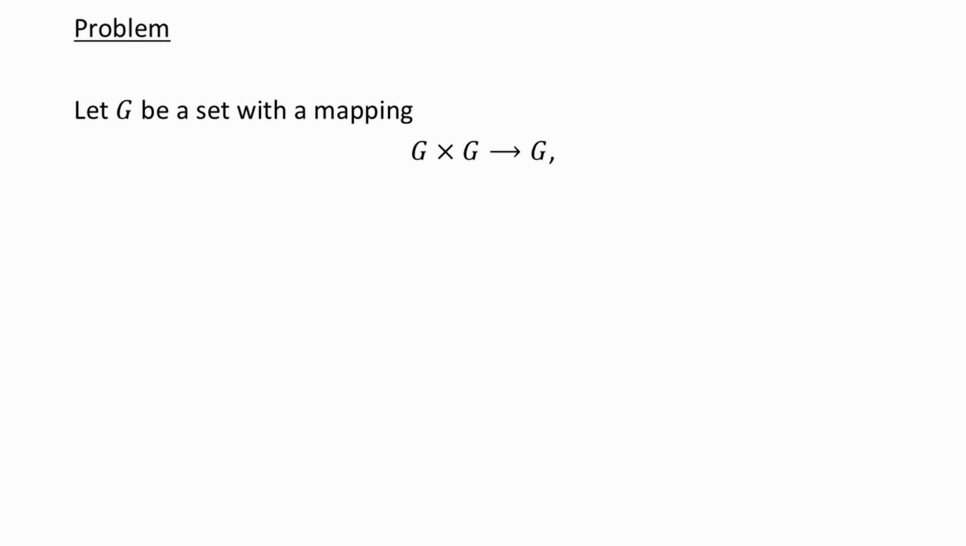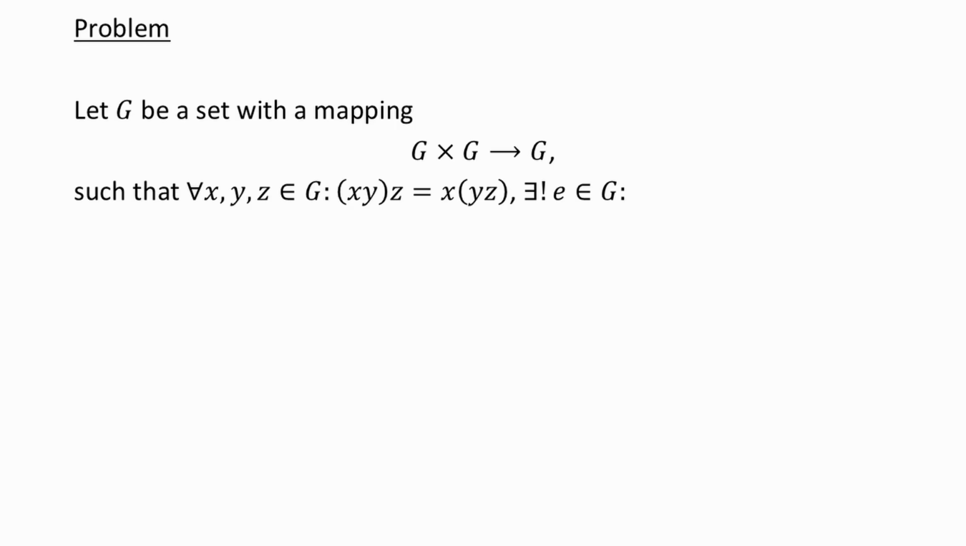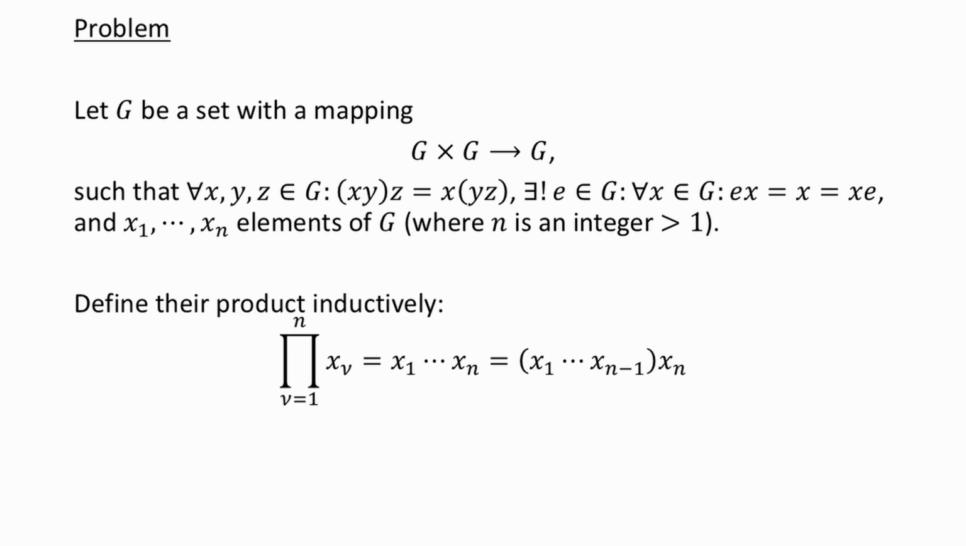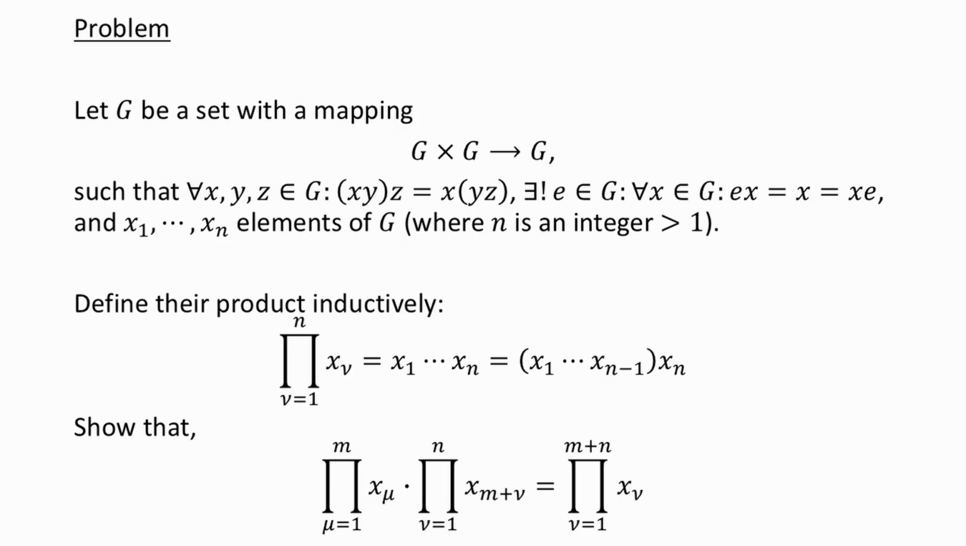Problem: let G be a set with a mapping from G Cartesian product G to G itself, such that for all x, y, z in G, (x product y) product z equals x product (y product z). This is the first condition. The second one is there exists exactly one e in G, such that for all x in G, ex equals x equals xe. And the third condition: x1 to xn are elements of G where n is an integer larger than 1. Then define the following product inductively and show that the following equation is true.